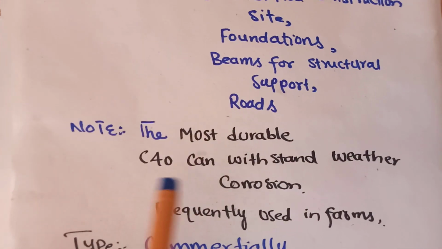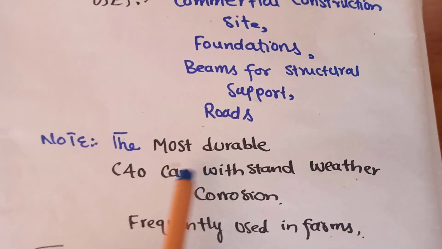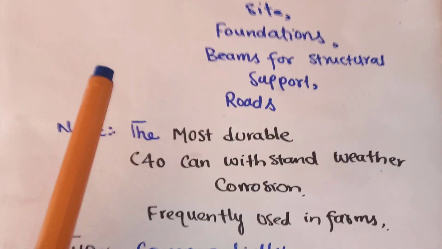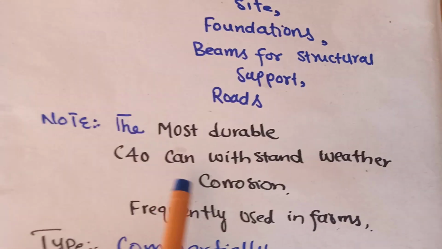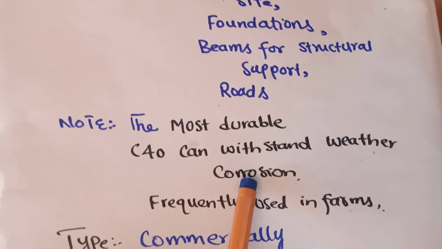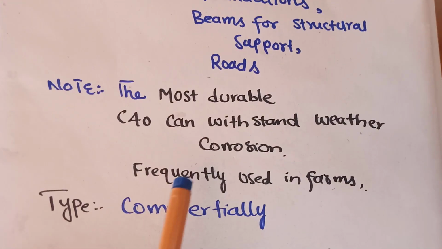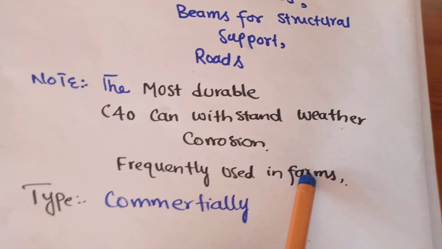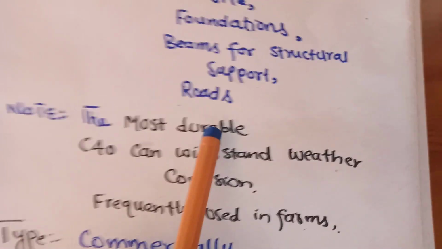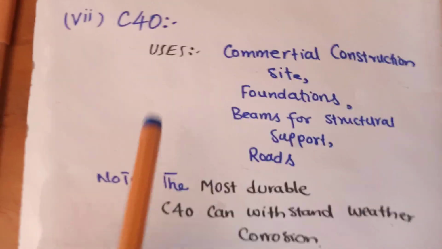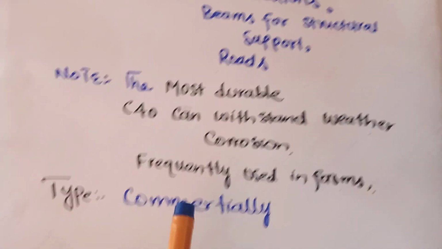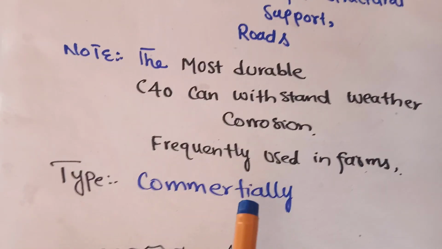So this is the most durable. Which one? C40. It is more durable than C10 to C35. It can withstand weather corrosion. That's why it is more durable, and it is frequently used in farms. Why? Because slurry creates corrosion, and this C40 can withstand these corrosions. So this is only used for commercial purpose.